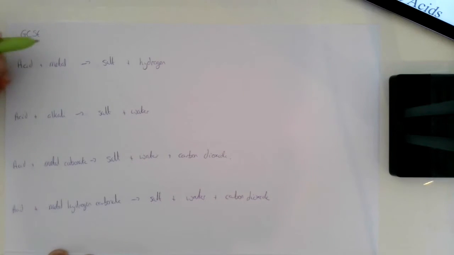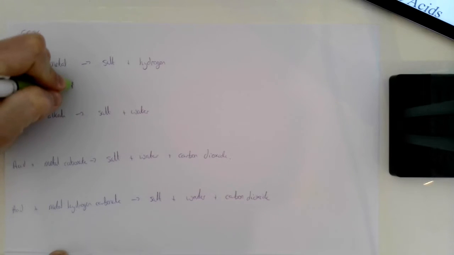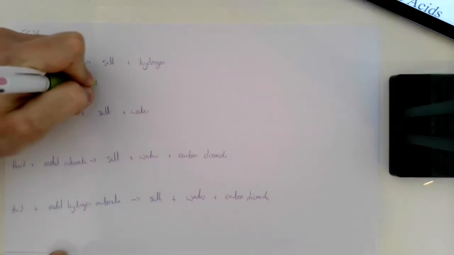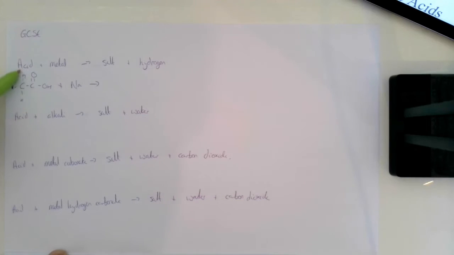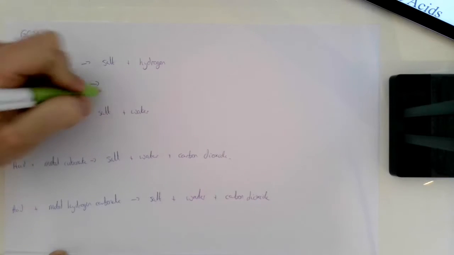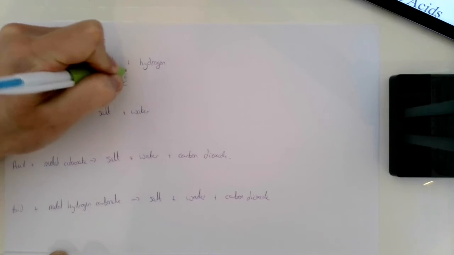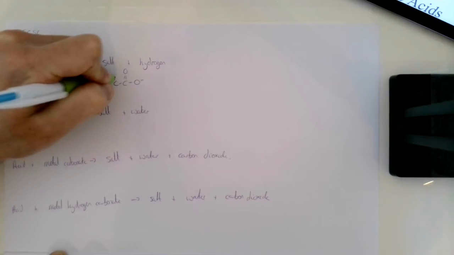So if we pick a carboxylic acid, let's go for the basic one first. So let's do ethanoic acid. React it with any metal. So let's pick sodium as a metal. It's going to make a salt. So this acts as an acid. What do acids do? They donate a proton. So actually it's this proton that gets donated. So you get that forming.